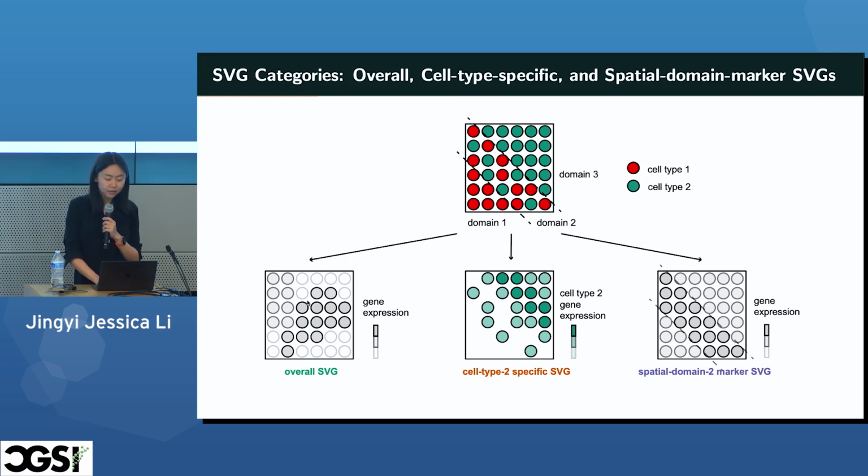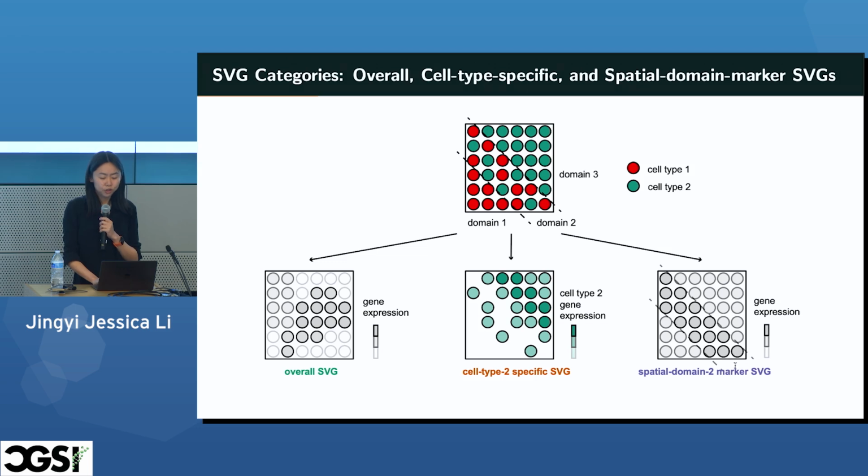All right, then overall SVG detection or definition doesn't use cell type information or spatial domain information. So only the gene expression levels. For example, this gene, which is highly expressed in this cluster of spots, may be regarded as an overall SVG. But for cell type specific SVG, as I said, we look within a cell type. Let's just look at cell type 2. Then within the spots that are in cell type 2, there is a gene that has some high expression in these spots. Then it can be a cell type 2 specific SVG.